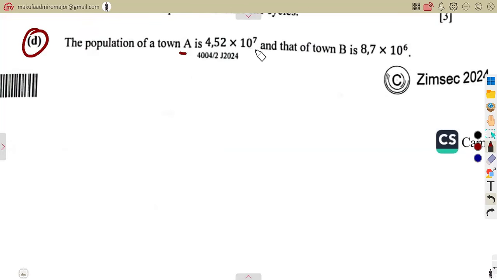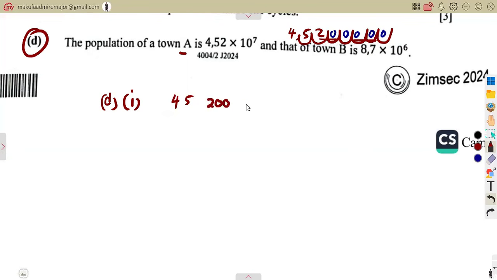So on the subtraction, you can either work them as they are in standard form, or you can convert these numbers to ordinary form. Times 10 to the power of 7 simply means we've got 4.52. We are moving how many commas? 7 to the right. 1, 2, 3, 4, 5, 6, 7. In place of these, zeros, like that. So this is simply 45,200,000.